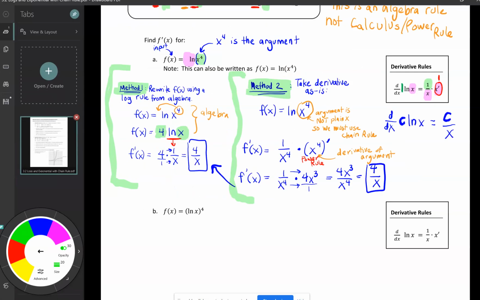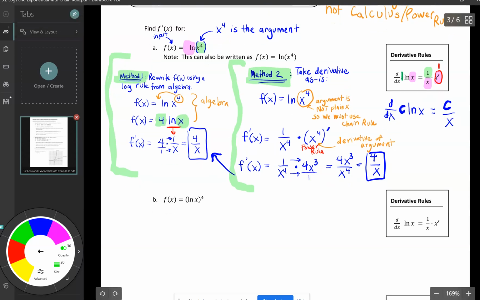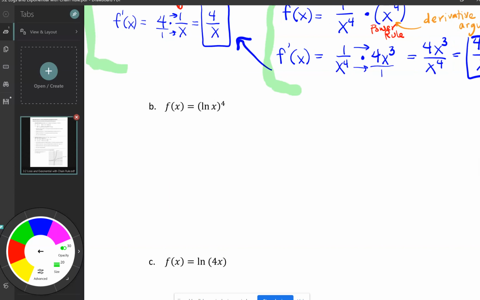Okay. Now let's look at B, because B is a little bit different. I see a log, right? So I'm all excited. I see a log. So we know we're log rule all the way. But let's read this a little bit more carefully here.